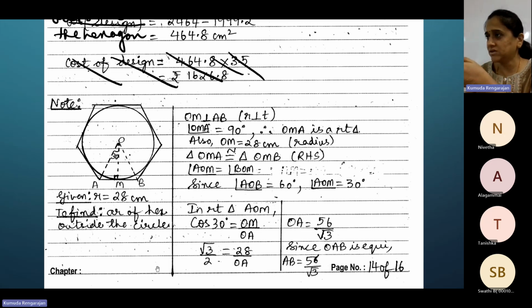We know the radius of the circle, no? So we can find the area of the circle. What do you want? You want the side of the hexagon, so that you can find the area of the hexagon. Now the area of the hexagon minus the area of the circle is the required area. So how do you find the side AB of the hexagon? For that is all this procedure.